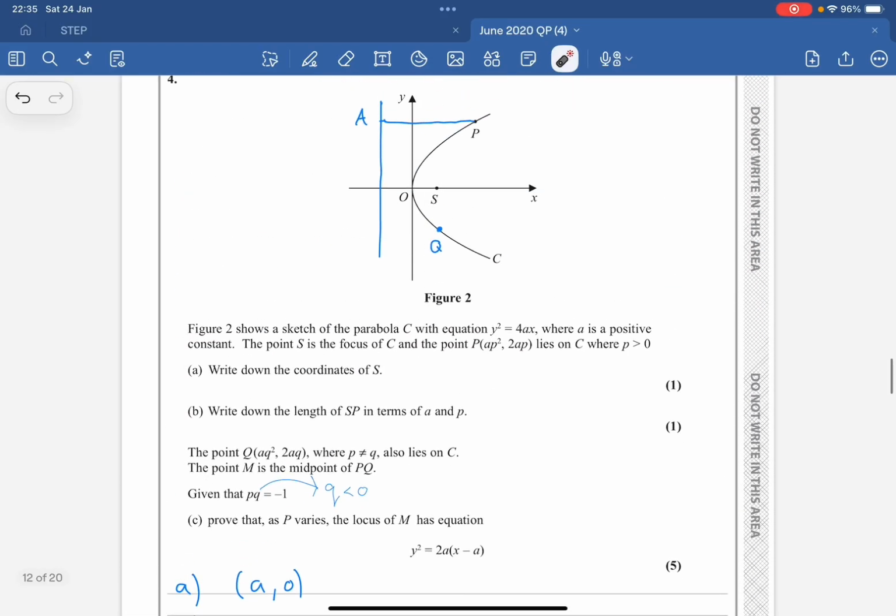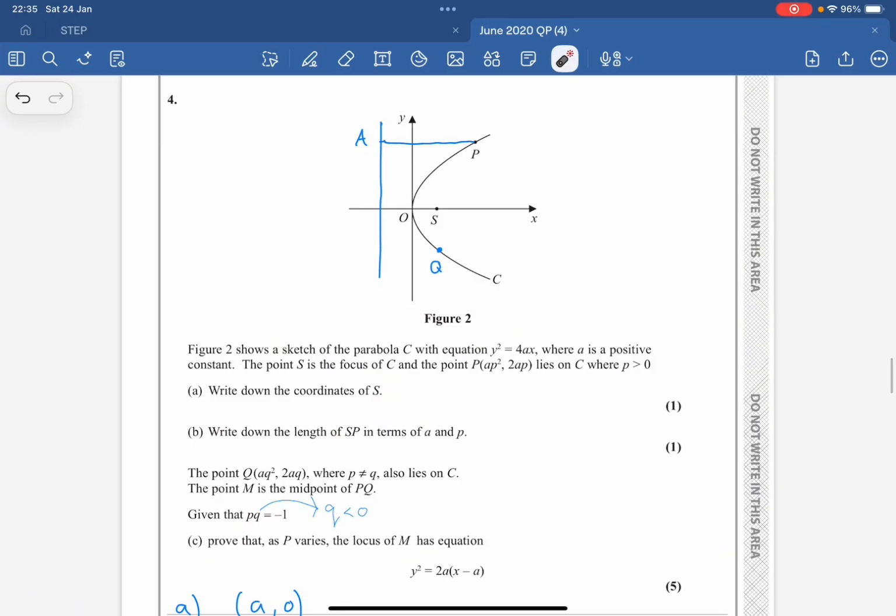Cool. Last part was really weird. Basically, we have this other point, Q, which is somewhere on the curve, and we have M as the midpoint of PQ, and we want to find the locus of M as P varies. So as P moves up, where does M go, basically?